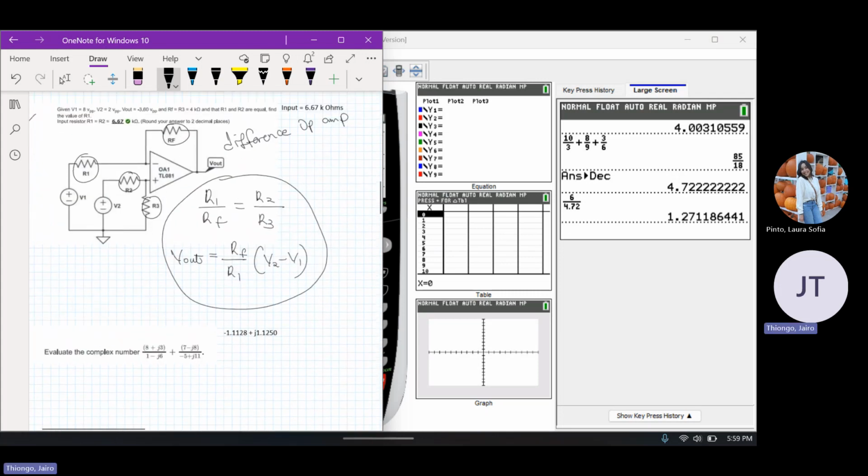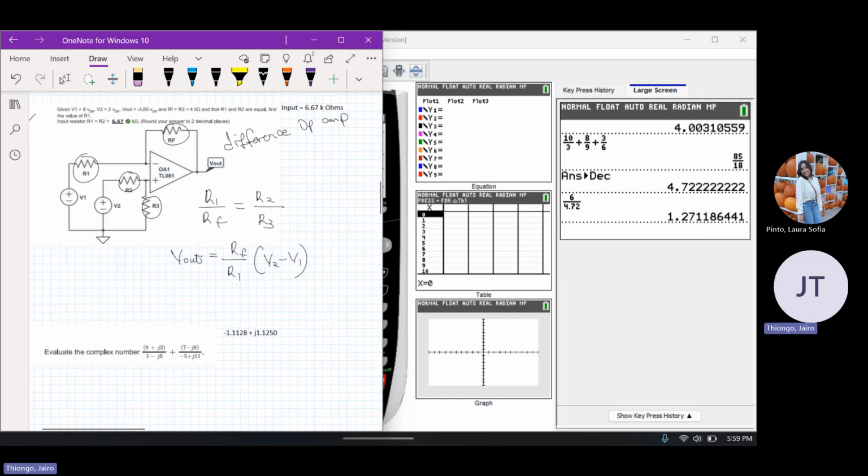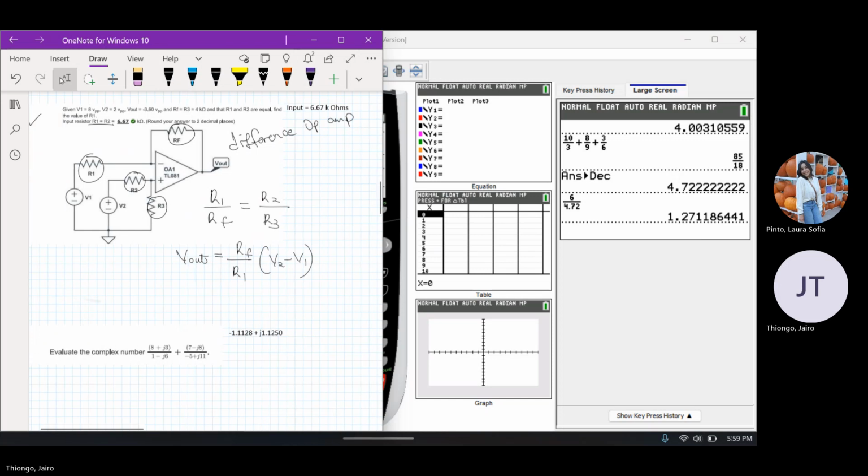The question was, why is it R1 over RF? As I said, we're going to learn that in future classes. So proceeding to the problem, we are told that R1 is equal to R2, and we are also told that RF is equal to R3. So given that R1, RF and R3 are equal, and R1, R2, the ratio is going to be equal. So we can apply this formula.